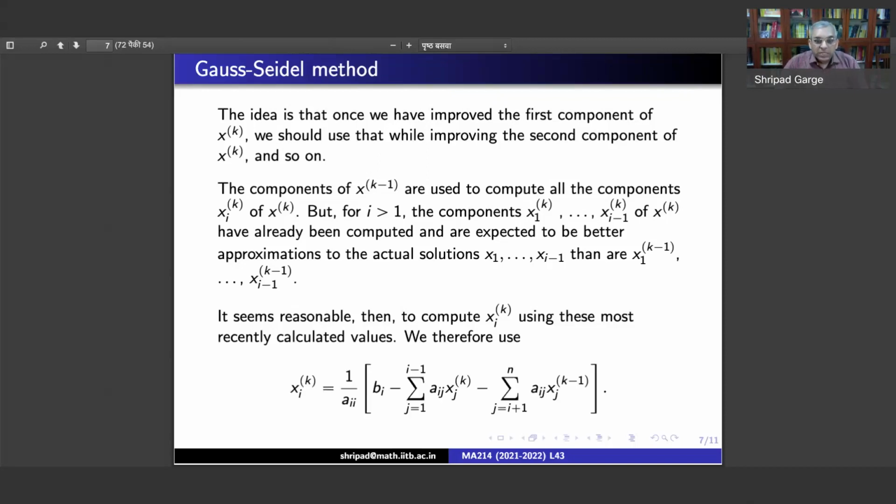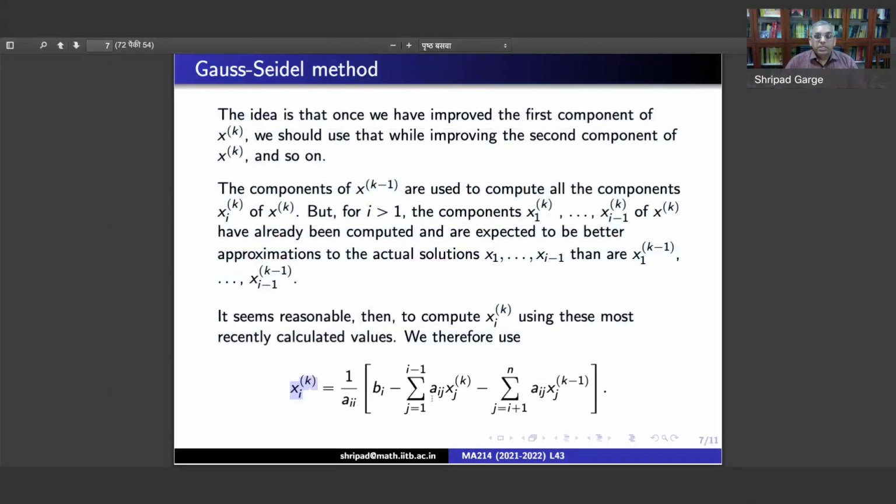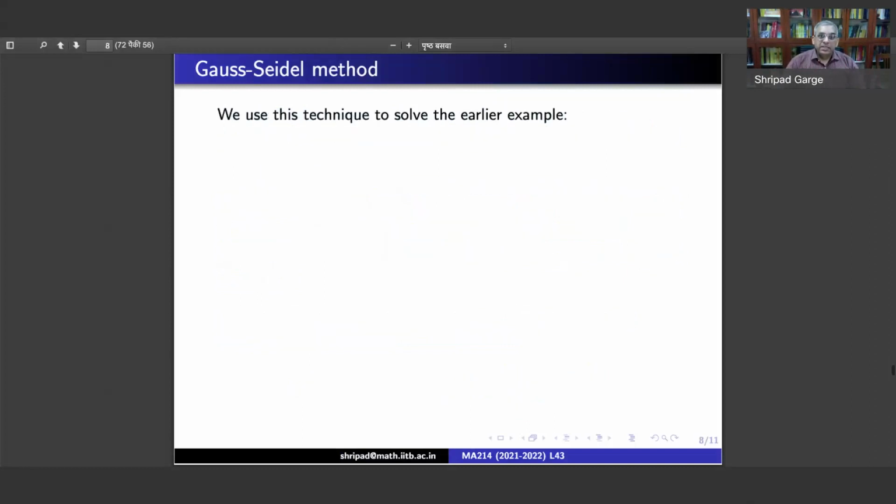So what you would do is that for computing the ith component of the kth approximation, you use the first, second, up to I minus 1 approximation to the kth vector, and then from I plus 1 onwards you would anyway go to the components of the k minus 1 vector. This is what Gauss and Seidel suggested.